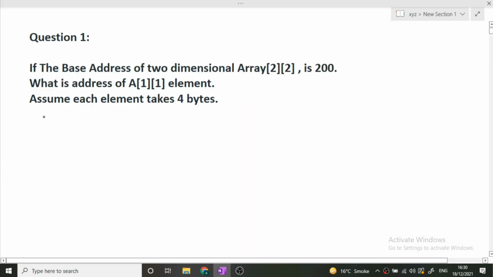Okay, so guys, the first question is: if the base address of the two-dimensional array A of size 2,2 is 200, then what is the address of the A11 element? Assume that each element takes 4 bytes. So guys, first of all, let's draw how the array of size 2,2 looks. You can see that A of 00 will lie here.